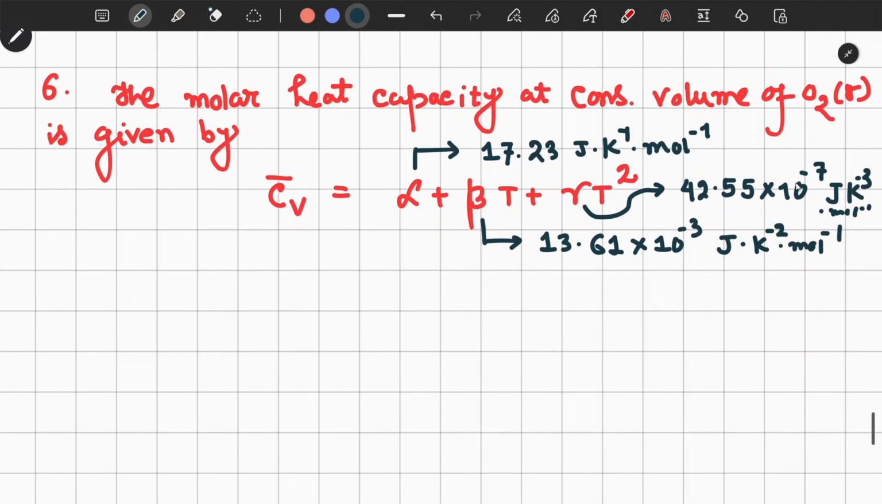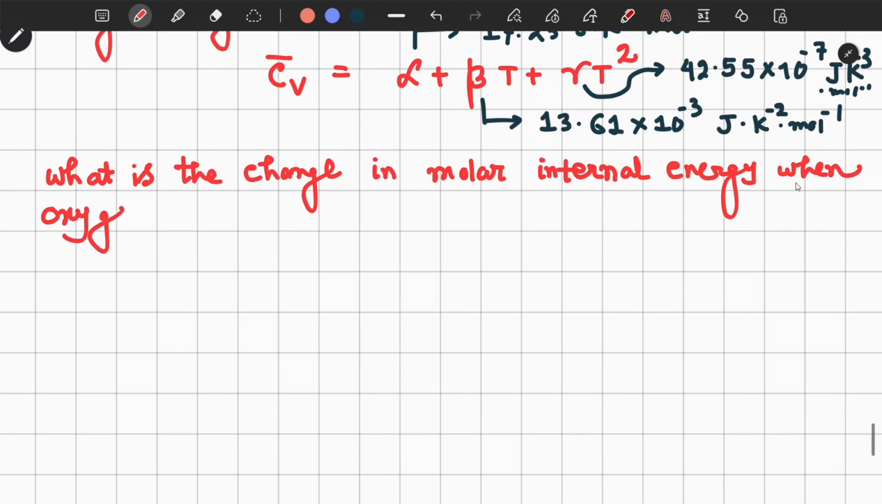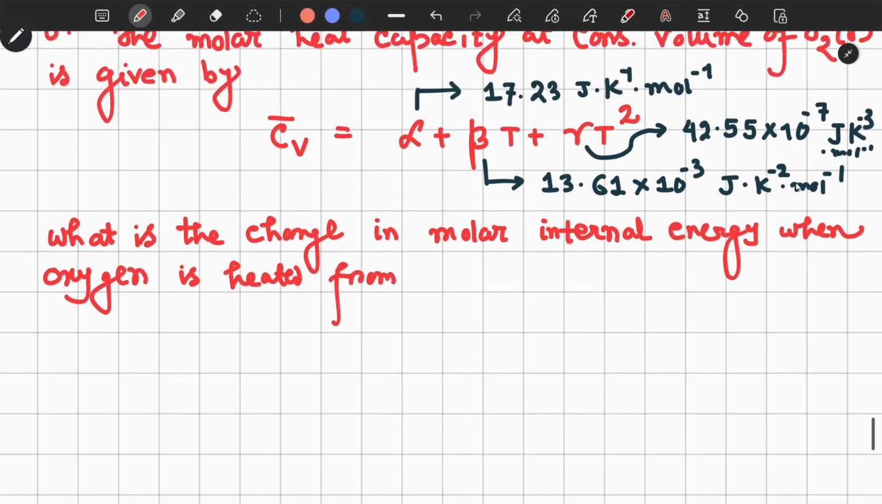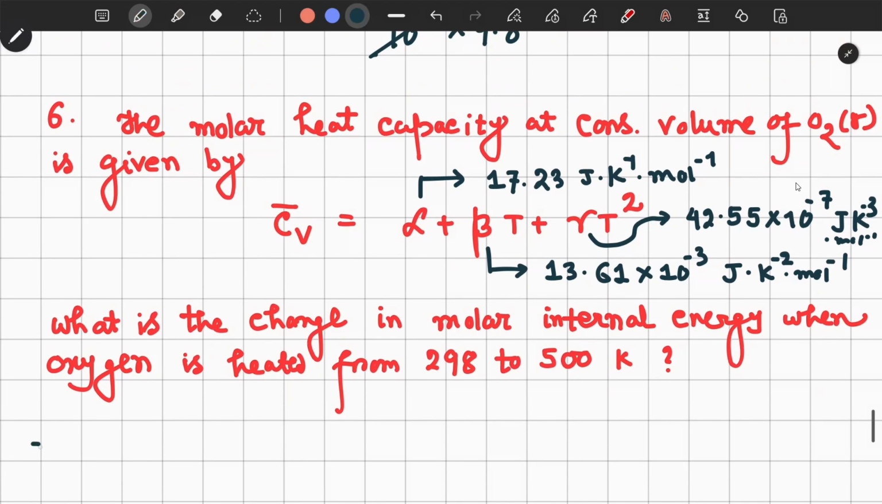So what is the change? So the question is, what is the change in molar internal energy when oxygen is heated from 298 Kelvin to 500 Kelvin? Okay, right. Everything is given there.